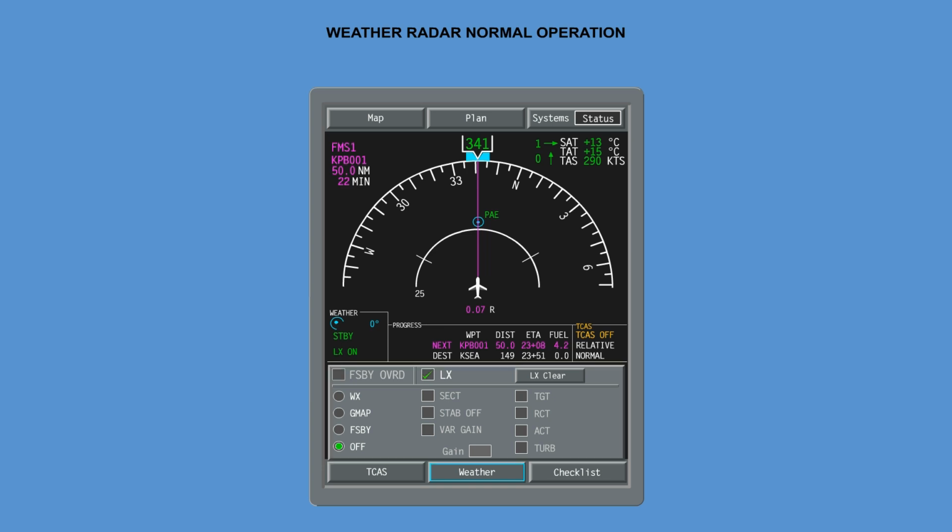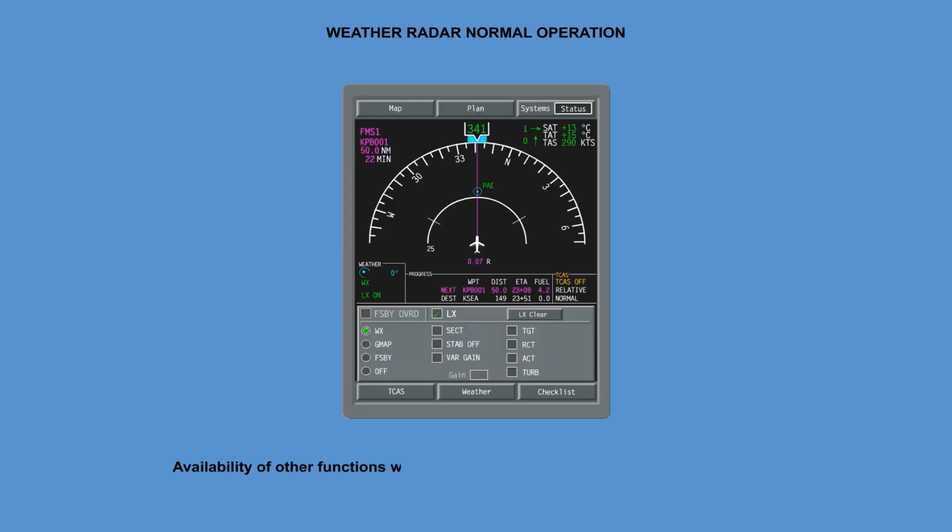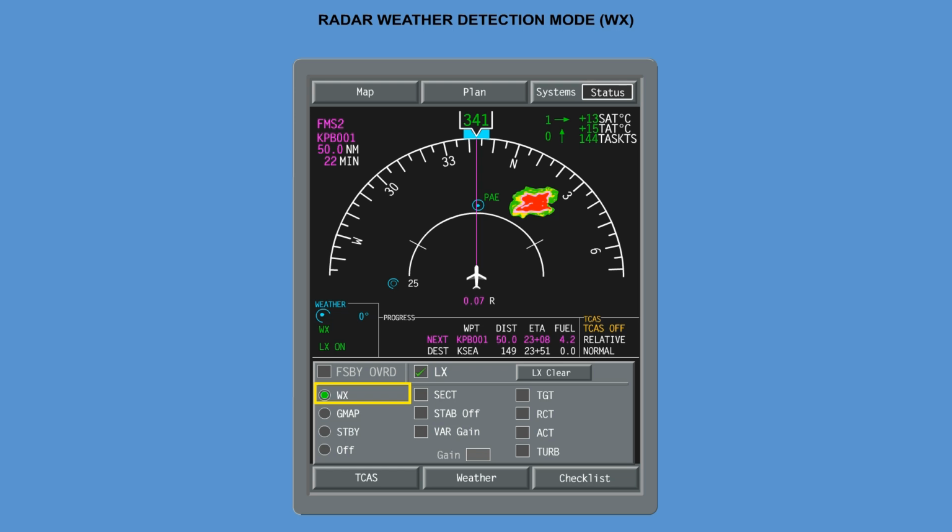Only one of the modes, Weather, GMAP, Standby, and Off, can be selected at one time. Availability of other functions will depend on which of these four modes is selected, and if the airplane is in the air or on the ground. The Weather mode is used to detect areas of severe weather. This will allow the pilots to avoid areas of dangerous weather conditions and possible turbulence. Selecting Weather activates the weather mode and deselects the previous mode.